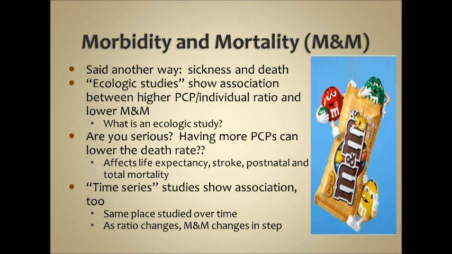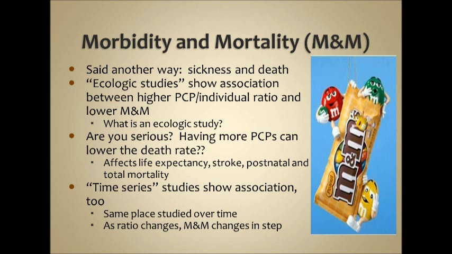So let's talk about M&Ms. I love M&Ms, right? Because I'm a public health person and I study them. Morbidity and mortality. Another way of saying it is sickness and death. So ecologic studies show an association between higher PCP to individual ratio and lower M&M. So what's an ecologic study? It's what I just described, where you look at the rates of different things in different places and you go, oh, they're higher here and they're lower there. But it's hard for you to say why, right?